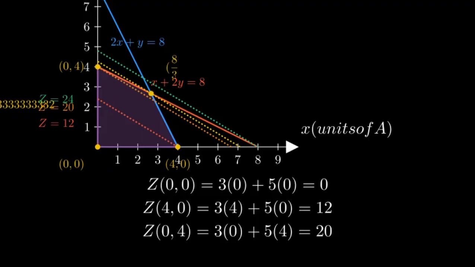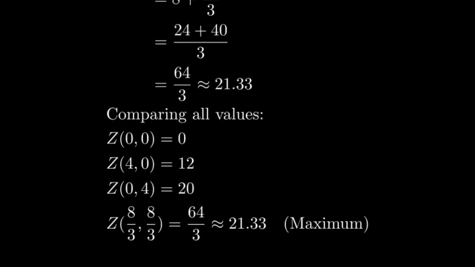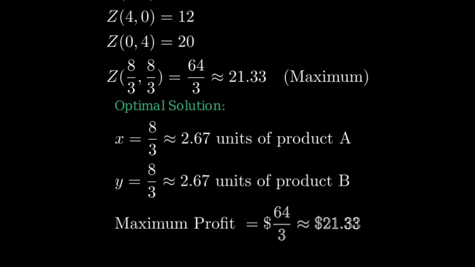At (8/3, 8/3), z equals 3 times 8 thirds plus 5 times 8 thirds. That's 8 plus 40 thirds, which equals 64 thirds, or approximately 21.33. Comparing all these values, 0, 12, 20, and 21.33, we see that the maximum profit of $21.33 occurs at the point (8/3, 8/3). Therefore, to maximize profit, the factory should produce 8/3 units, or about 2.67 units, of product A and 8/3 units of product B per day.